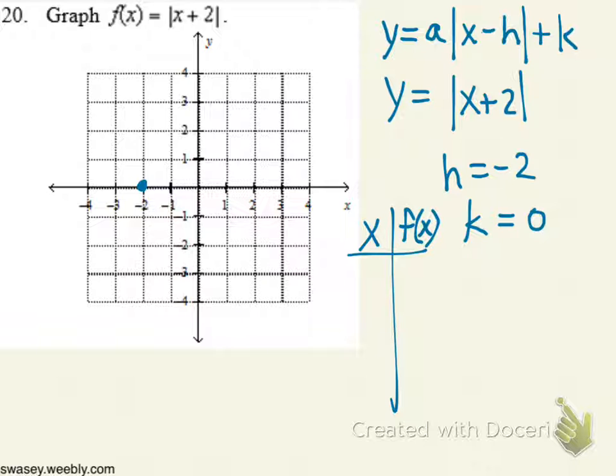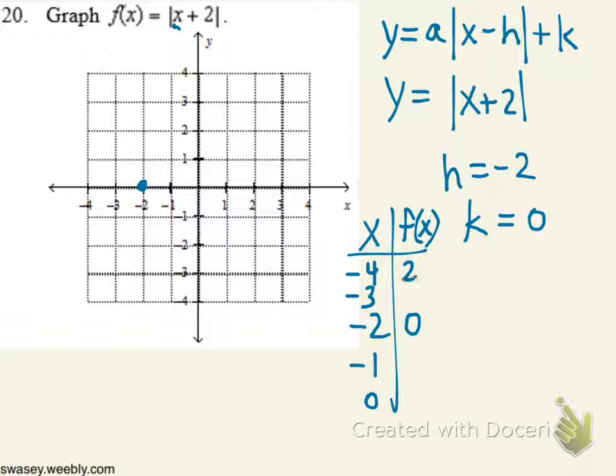And then we'll put some other values in, and we'll go maybe 2 to the left and 2 to the right. So negative 3, we'll put that in, and we'll put negative 4 in. And then on the right, negative 1 and 0. Alright, so if we put in negative 4, absolute value of negative 4 plus 2. Now, it's inside of the absolute value, so combine that first. Negative 4 plus 2 is negative 2.